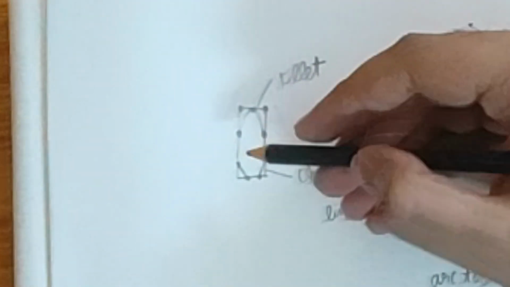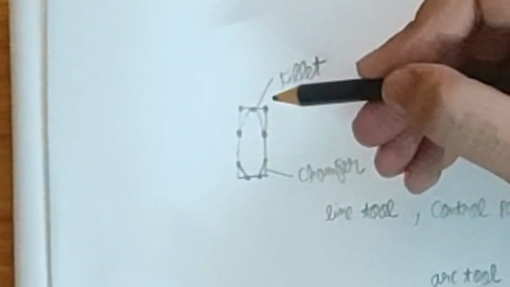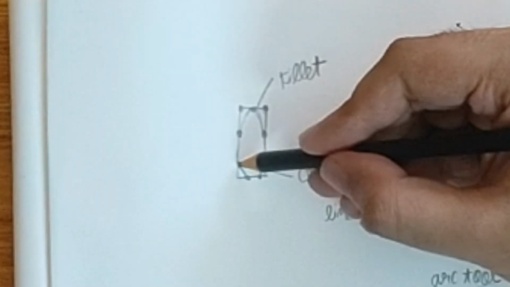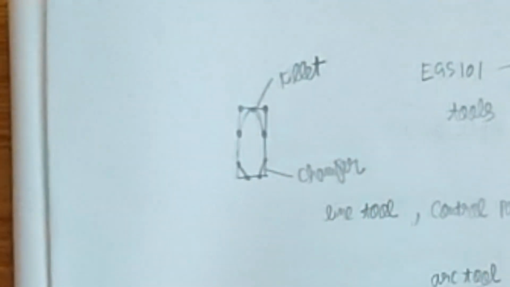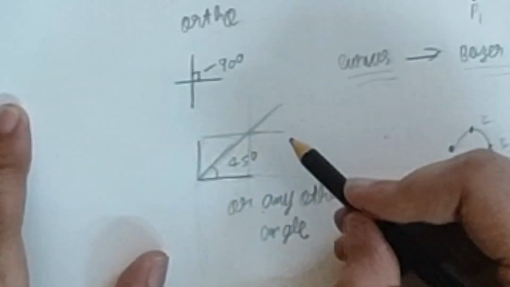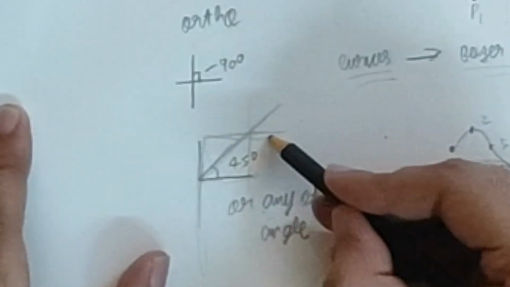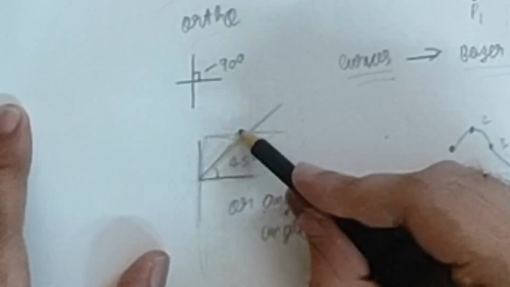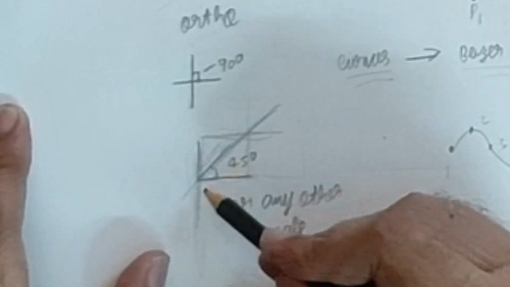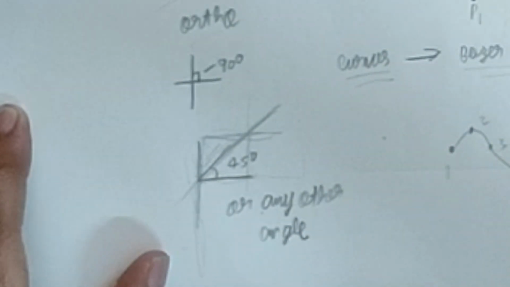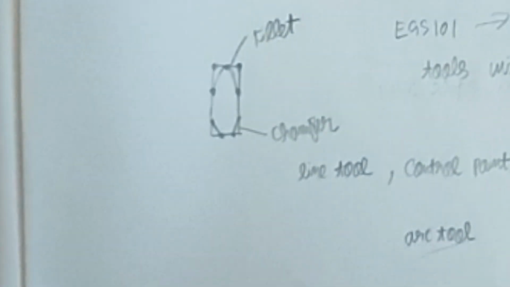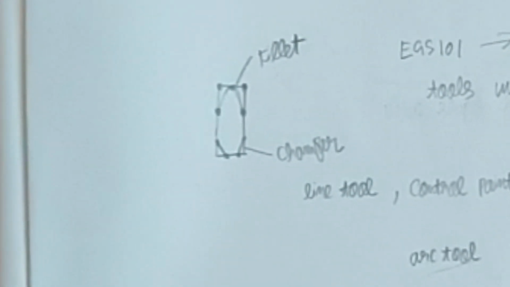So in chamfer, basically we define two distances on the rectangular element, and on the basis of that, we are able to create a line. So if this is the rectangular element, for suppose, and this is one of the corners, the corner would be chopped off and replaced by this line at 45 degrees from the edge. So this would basically mean this is chamfered.